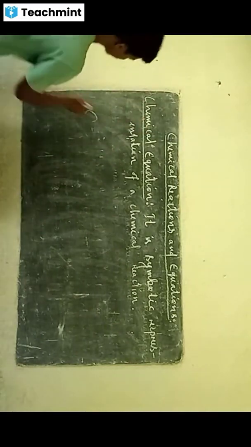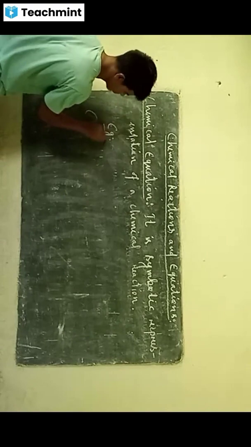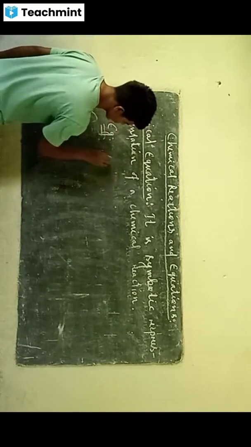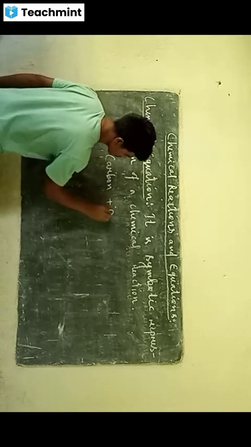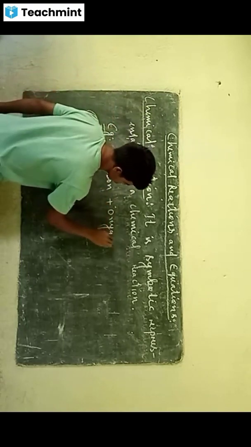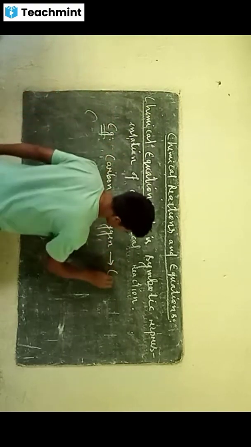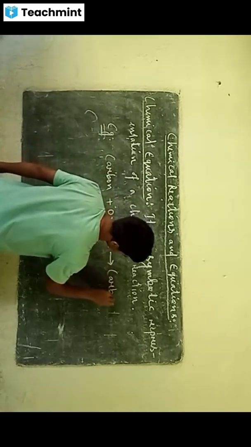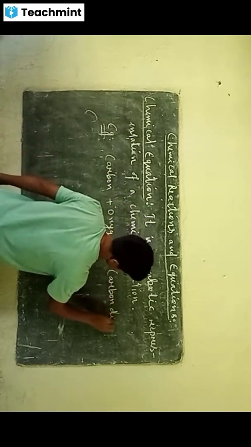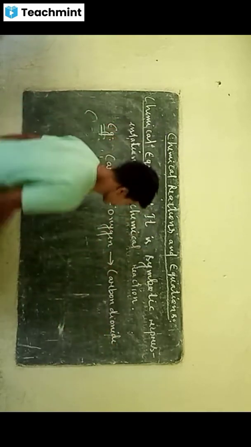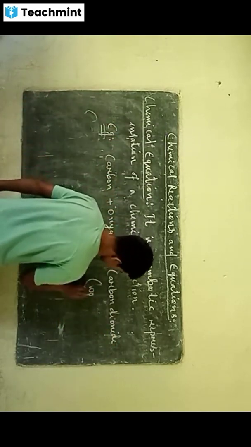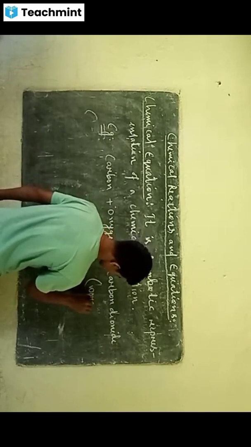For example, you can say carbon plus oxygen forms carbon dioxide. This is a word equation. What is this? This is written in words. So we can say this is a word equation.